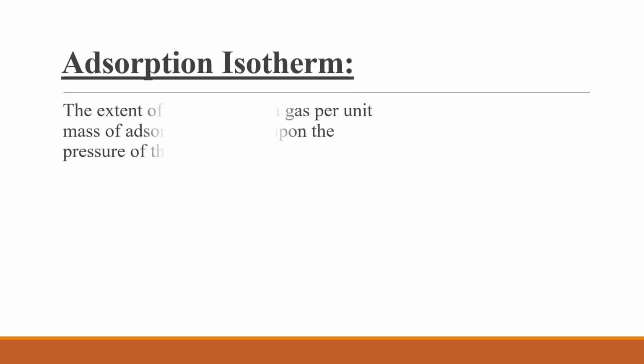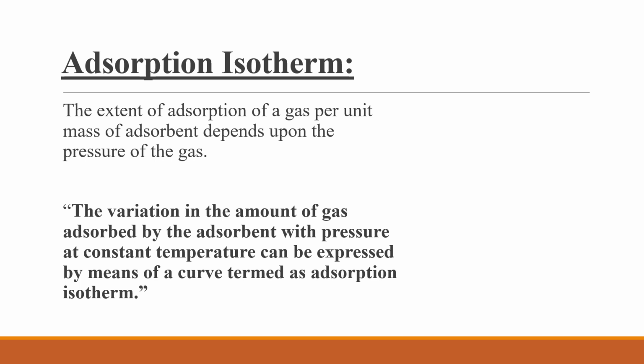Adsorption isotherm. The extent of adsorption of a gas per unit mass of the adsorbent depends on the pressure of the gas. And the variation in the amount of gas adsorbed by the adsorbent with pressure at constant temperature can be expressed by means of a curve termed as adsorption isotherm.